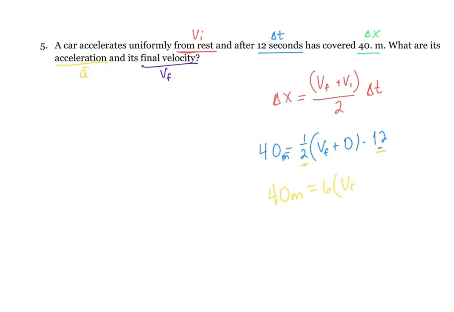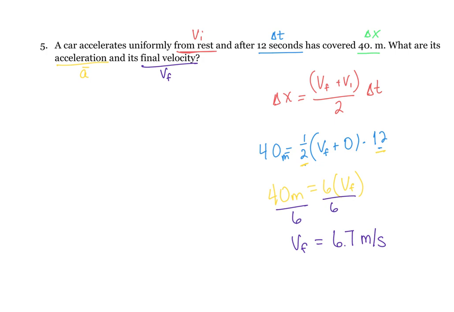6 v sub f, because it's just going to be plus 0. And then you're going to divide both sides by 6. So your final velocity here is going to be what? So yeah, it's going to be repeating decimal. Look at all of the things you've been given. What are your significant digits here? 2. So you're going to take this 6.7 meters per second.